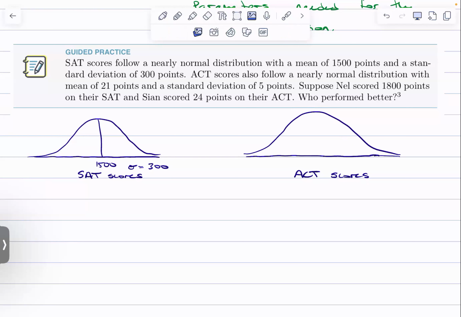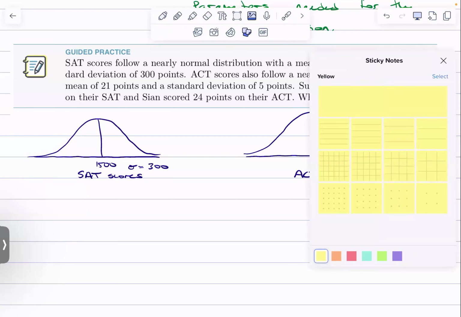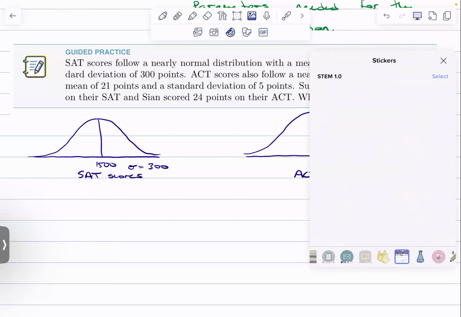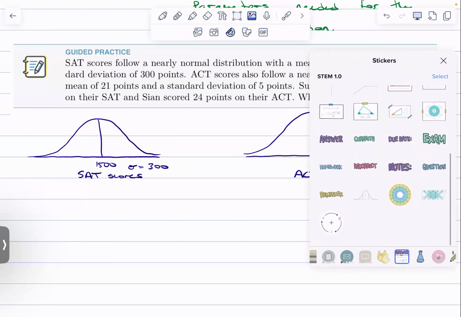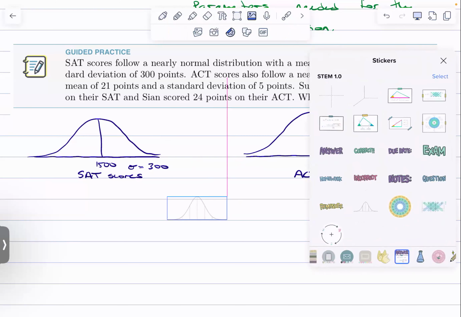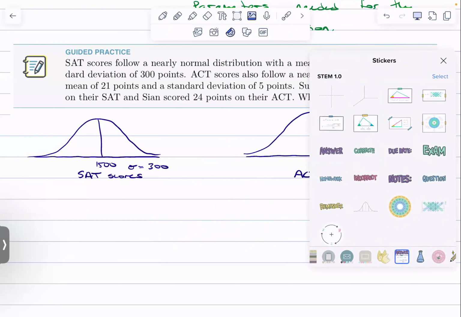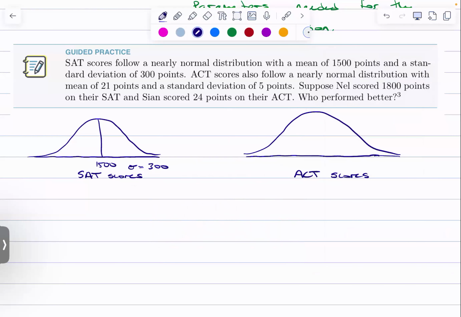Oh, that wasn't very good, was it? In here, there's a sticker, which is pretty fun, but I always forget to use it. There is a normal distribution sticker that I could be using, which makes it sound important. There's a pre-made sticker for it.